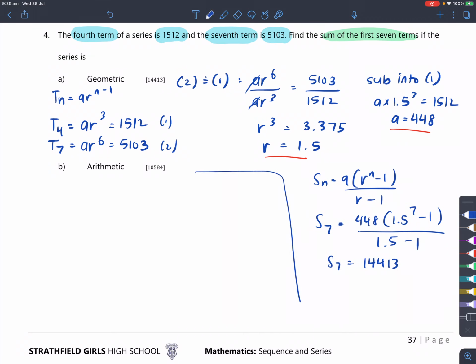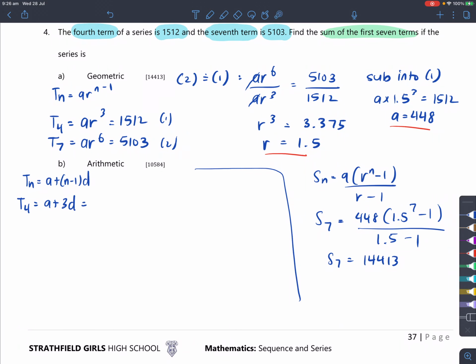Okay, so that leaves me with a bit of space for arithmetic progression. Now I need to do the same thing for AP. Tn equals A plus n minus 1 d. So T4, the fourth term, is A plus 4 minus 1 d, which is going to be 3d, and term 4 is going to be 1512. Whereas its seventh term is A plus 7 minus 1 d, which is A plus 6d. That is 5103. Again, call that equation 1 and 2.